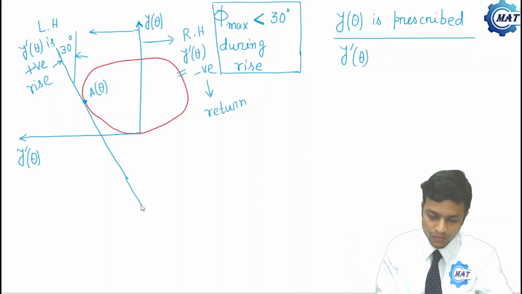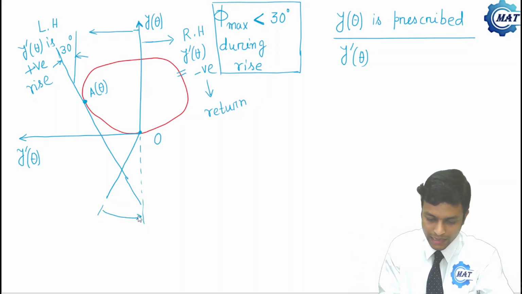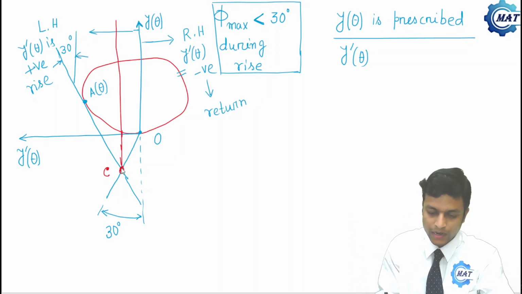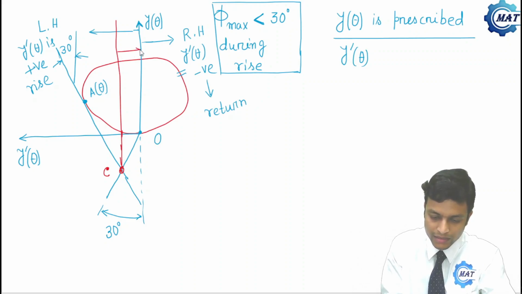Next, what we can do, from this point, that is the origin O, we'll draw another line that makes 30 degree to the vertical. That is, if this is the vertical line, then this angle is also 30 degree. Now here the intersection between these 2 lines is C. This point is C. Now if we draw a vertical line from C, this is the vertical line from C, then this distance is nothing but E min.